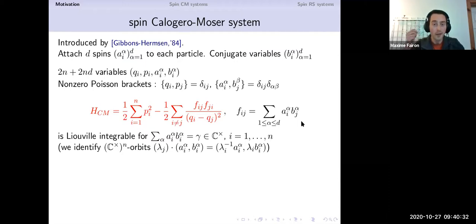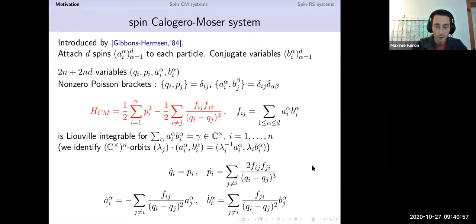And what is really nice and was remarked by Gibbons and Hermsen is that you can form an integrable system containing that Hamiltonian when you fix the f_ii, okay, so when you take i equal j here, if you fix all these values to the same constant gamma and then identify some orbits, you can produce an integrable system.